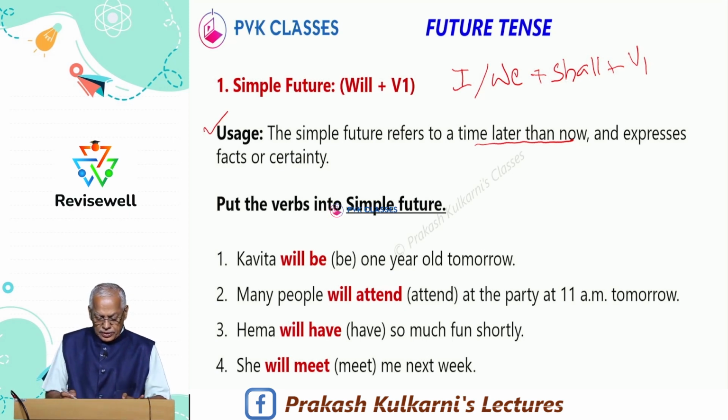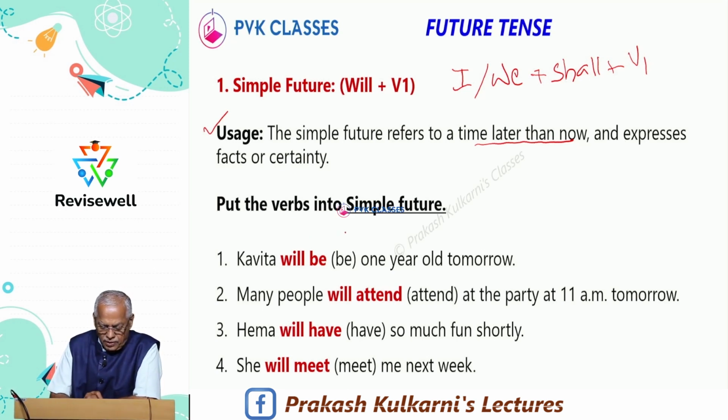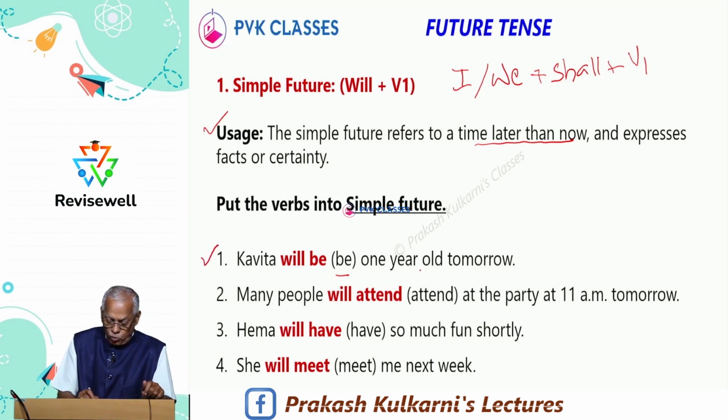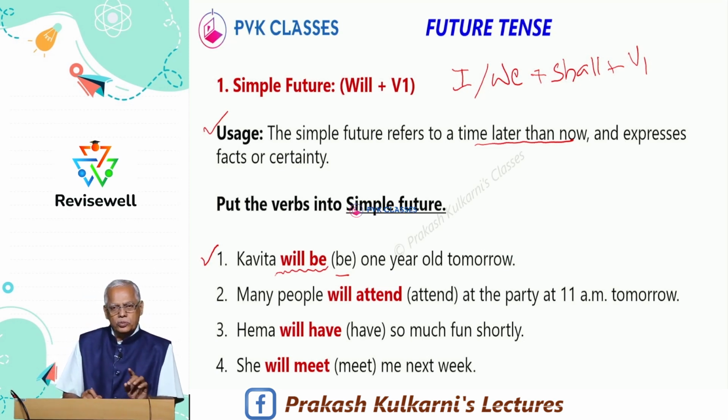Now, they will ask you to fill in the right form of the verb, the correct tense form of the verb, in the examination. Here are the 4 examples. In the first sentence they have given be in brackets: Kavita dash 1 year old tomorrow. So the correct form of the verb we have to fill in is will be. Kavita will be 1 year old tomorrow.